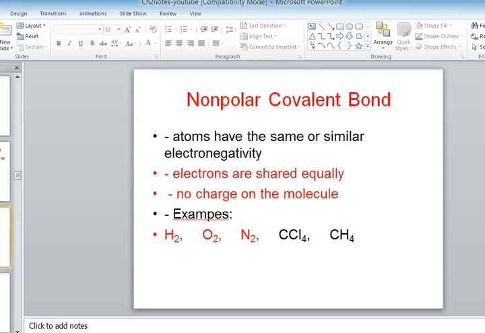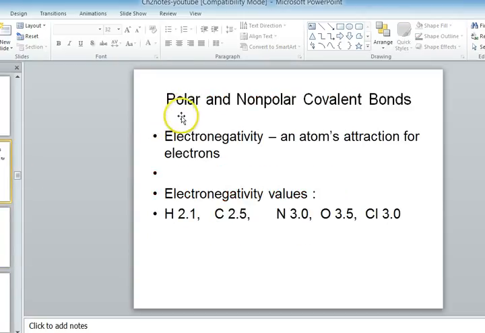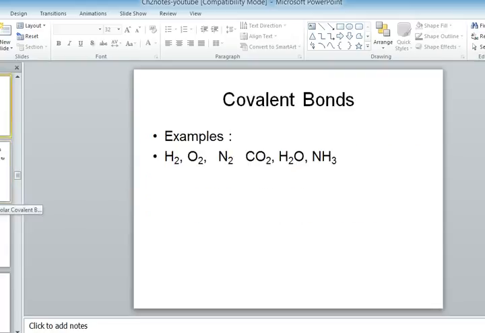Okay, so now then we have polar and non-polar covalent bonds, and we've got this term electronegativity. So electronegativity is a measure of an atom's attraction for electrons, and down here we've got some electronegativity values. I'm not going to ask you anything about these numbers on the test, but just notice right here, oxygen has a much higher value, a much stronger pull for electrons than hydrogen.